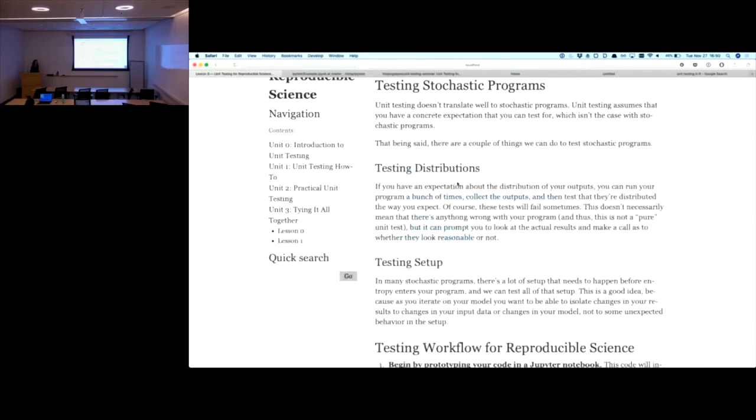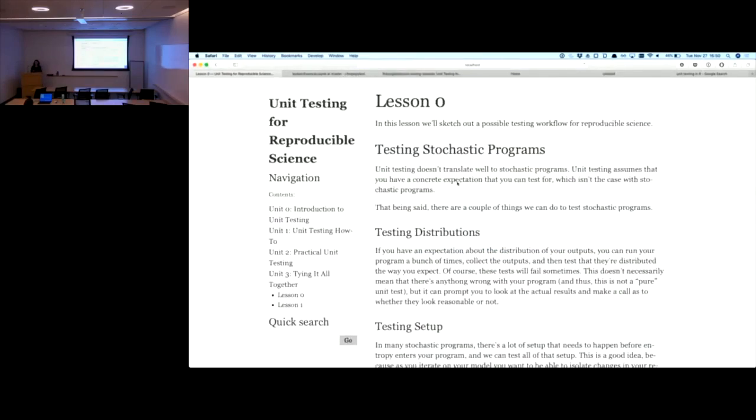So before we break, I do want to talk a little bit about testing stochastic programs, and also what a unit test workflow for a researcher might look like. I mentioned this earlier, but unit testing doesn't really translate well to stochastic programs. A stochastic program is a program where if you run it multiple times, you get different results on different runs. So it's not deterministic, and unit testing assumes that your code behaves in a deterministic manner. It sort of relies on that.